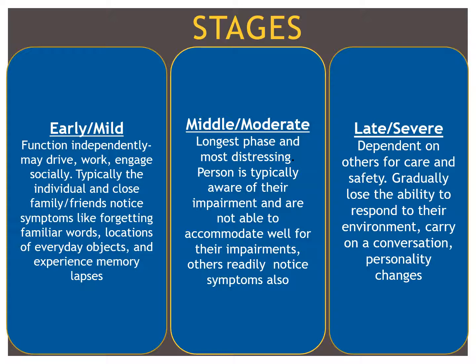As the disease progresses, you enter into the middle or moderate phase, which is the longest and typically the most distressing phase. The reason why it's the most distressing is that the person is aware of their impairment and that they're not able to accommodate well or function like they used to, which is distressing, as you might imagine. Family members, acquaintances, more people are starting to notice this, and it is a source of anxiety for a lot of folks.